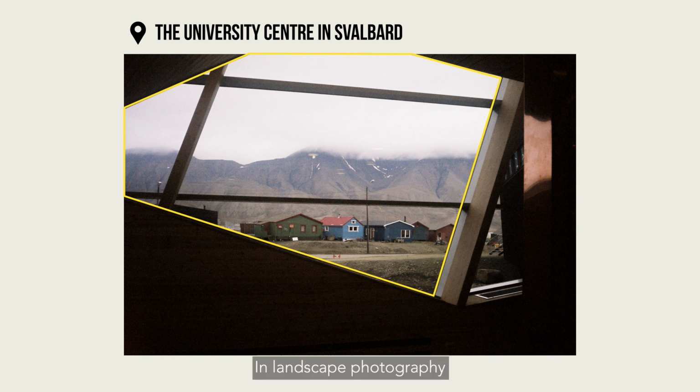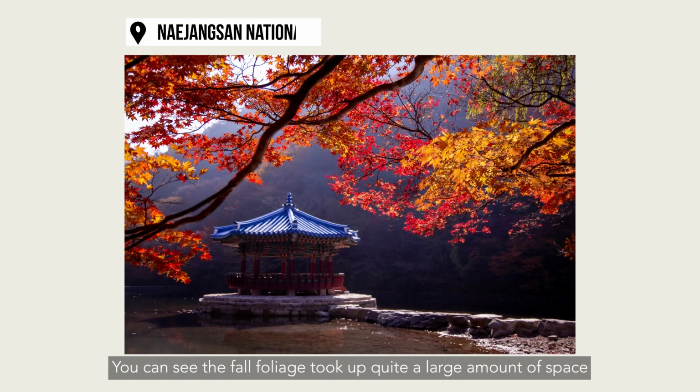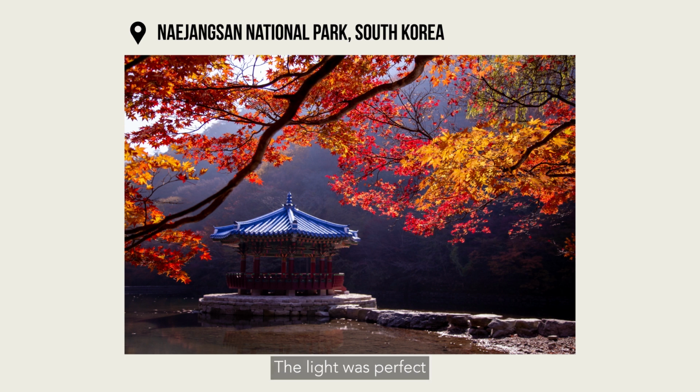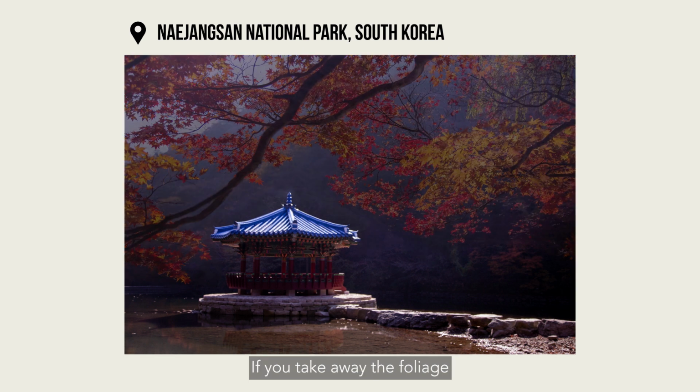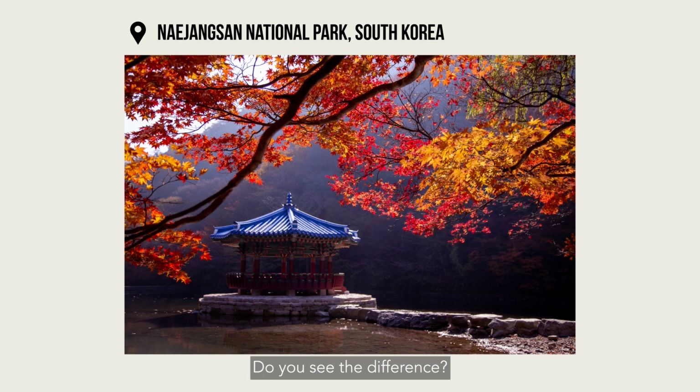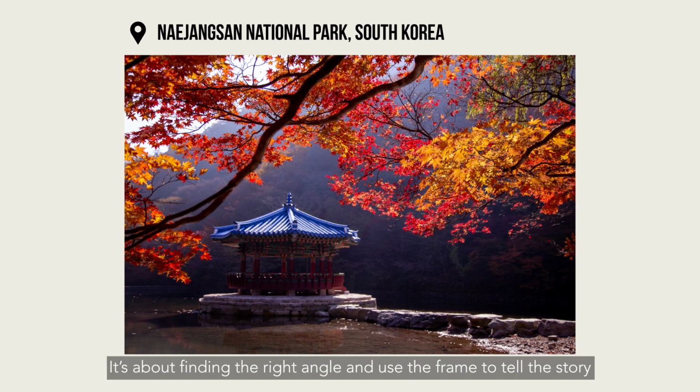In landscape photography, we use subframing in our composition. You can see the fall foliage took up quite a large amount of space. It kind of wrapped around the small pavilion in the middle of a pond. The light was perfect. If you take away the foliage, it's just a standalone subject. Do you see the difference? It's about finding the right angle and using the frame to tell the story.